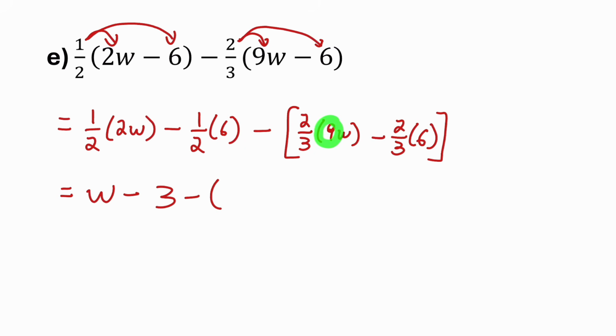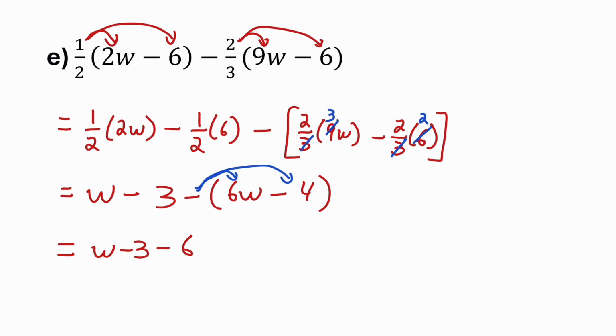minus, I have a 9 divided by 3, which is 3, giving me 2 times 3w, which is 6w, and I have a 6 divided by 3, which is 2, so I have to subtract 2 times 2, which is 4. And now I have to subtract that whole product, meaning I have to subtract the 6w and the negative 4, giving me w minus 3 minus 6w minus negative 4, which is w minus 3 minus 6w plus 4.